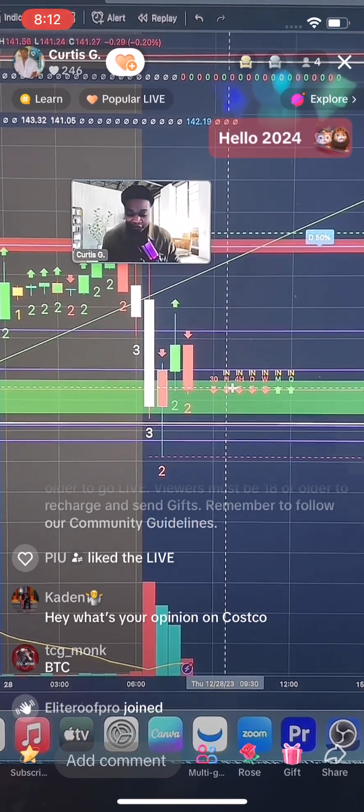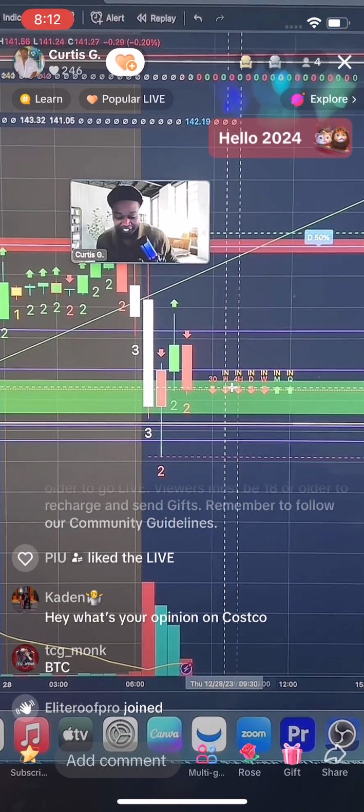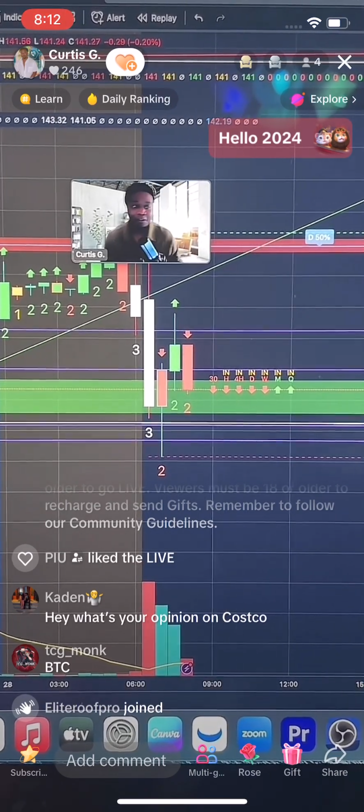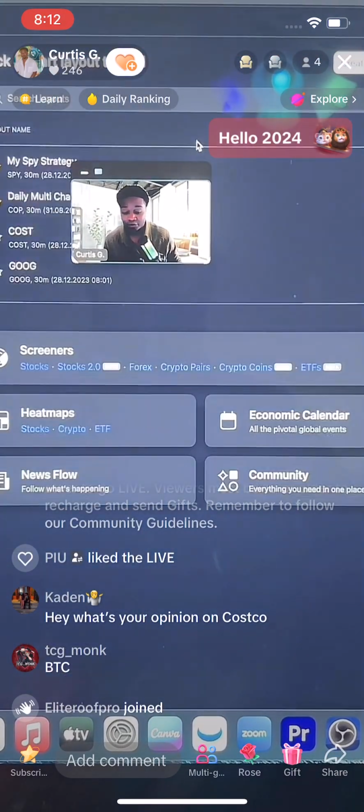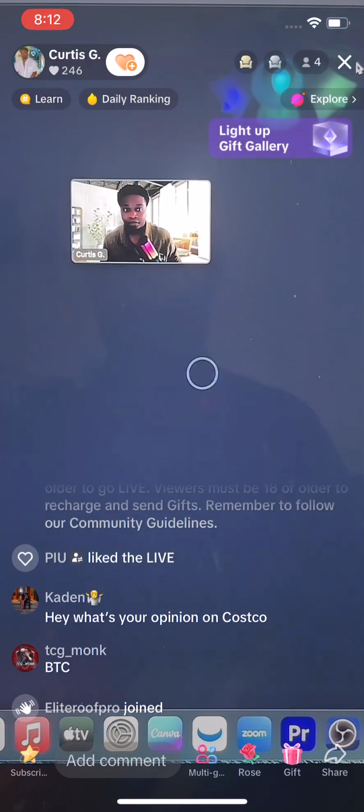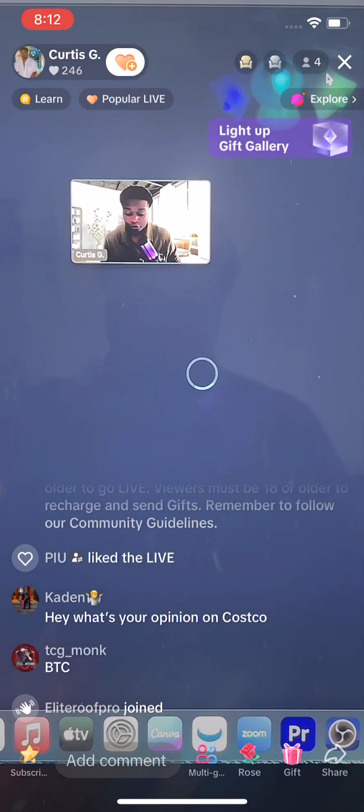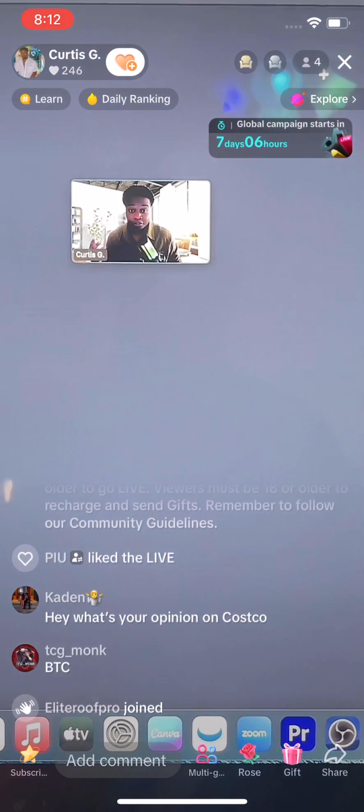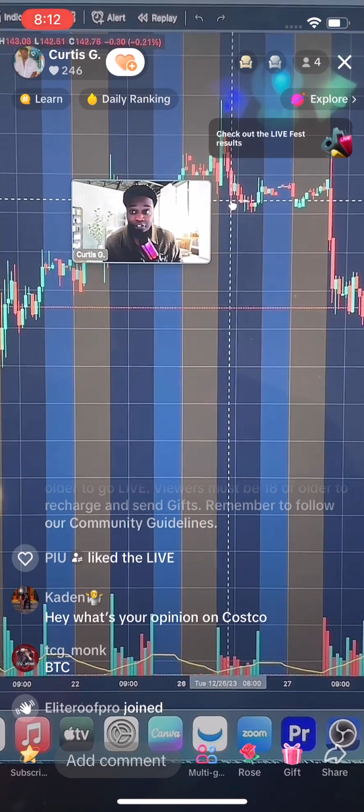BTC. You're talking about Bitcoin. I think that one's pretty easy, TCG Monk. Be long on that Bitcoin, especially right now. It's really poised for a nice bull run in 2024 going into 2025. So long term, I definitely believe that you should have Bitcoin in your portfolio, especially as a diversified approach.